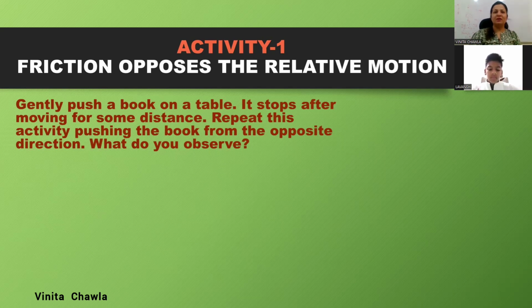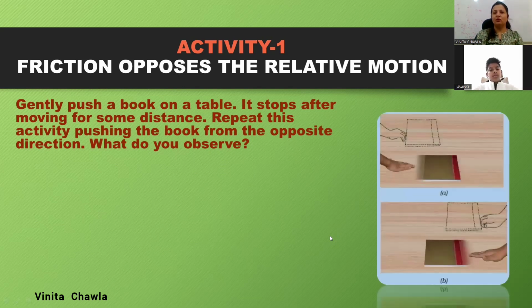Now, in this activity, we will talk about how friction opposes the relative motion. So gently push a book on a table. It stops after moving for some distance. Repeat this activity pushing the book from the opposite direction. What do you observe? So we have a book on the table and we apply force on the book and it moves in a certain direction. And then we stop and apply force in the opposite direction. Then what do you observe?